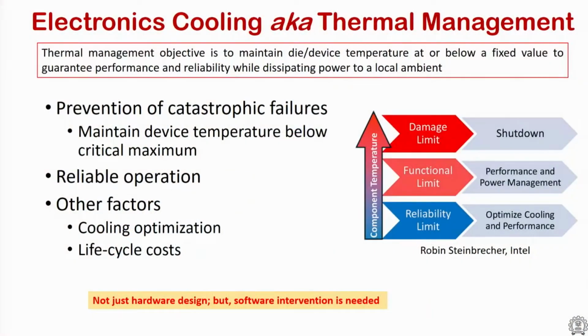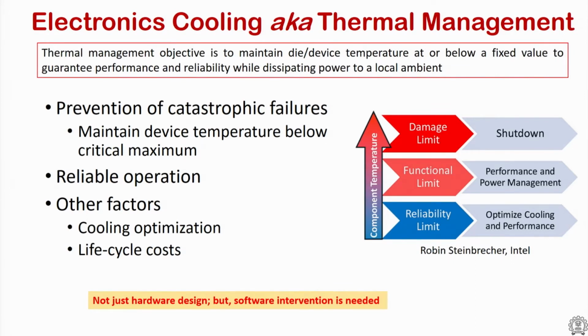applications. So what is electronics cooling? Electronics cooling here by definition has an objective to maintain the silicon die or device temperature at or below a fixed value to guarantee performance of the device and reliability while dissipating power to a local ambient. A fixed value here means some maximum temperature that you cannot exceed. On many occasions the local ambient happens to be air, on some occasions it happens to be water.